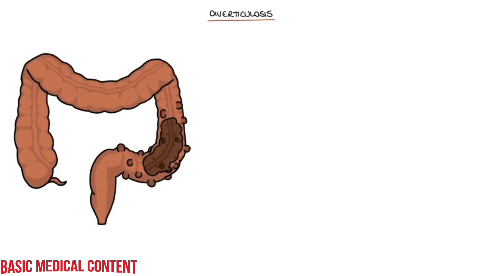Let's talk about diverticulosis. Diverticulosis is sometimes described in layman's terms as wear and tear of the bowel. The most commonly affected section of the bowel is the sigmoid colon. However, it can affect the entire large bowel in some patients. Small bowel diverticula are also possible but much less common.